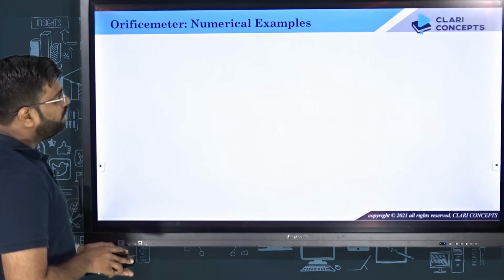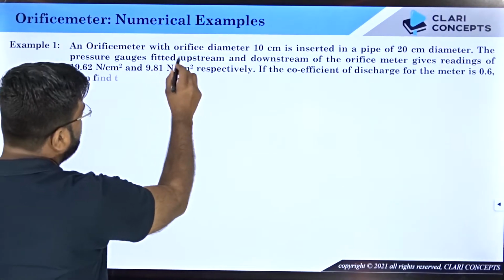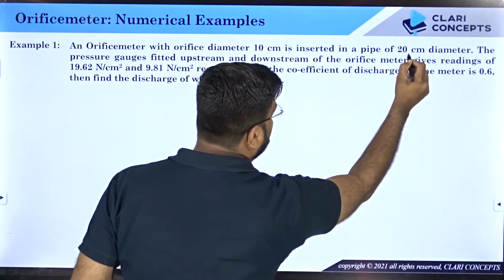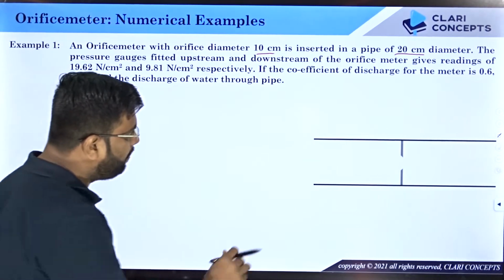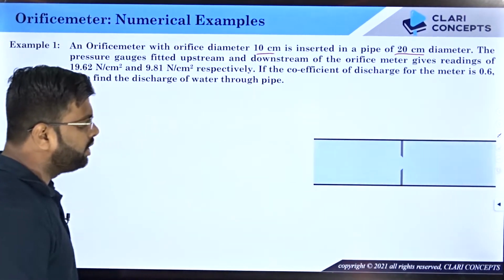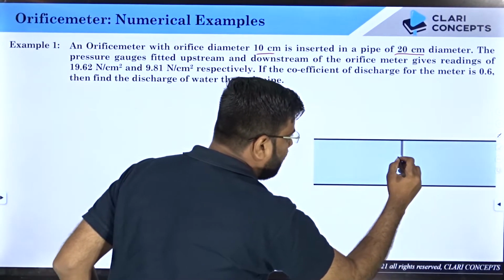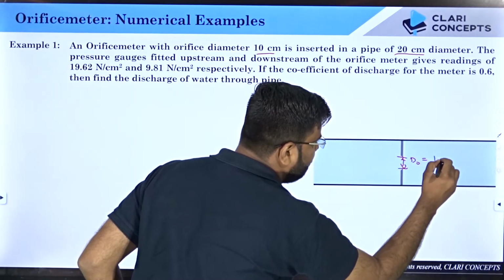Okay. So, the first numerical we have is: an orifice meter with orifice diameter 10 centimeter is inserted in a pipe of 20 centimeter diameter. So, you have been given a pipe with an orifice meter in between, and there is a fluid flowing through the pipe, right? So, the orifice diameter given to you is DO, which is 10 centimeter.